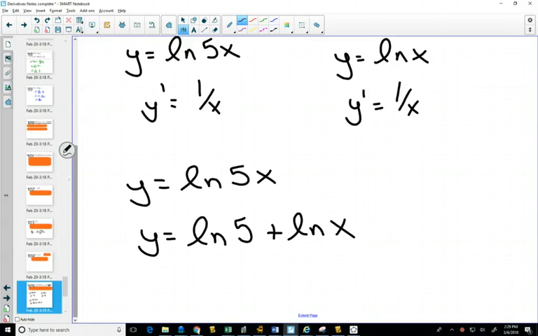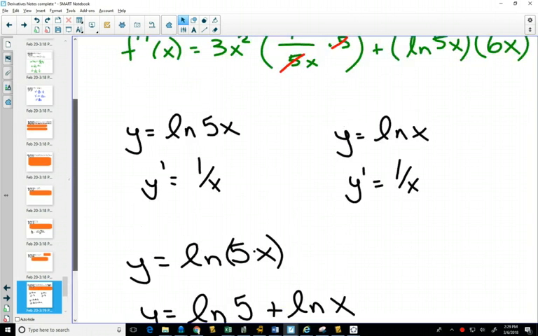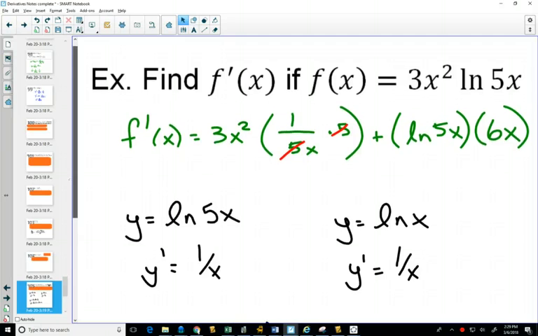If you add 2 logs, it's the same as multiplying inside. Here we're multiplying inside. Well, what is natural log of 5? It's just a number. And what's the derivative of just a number? 0. So that's why it ends up being 1 over x. Isn't that crazy?